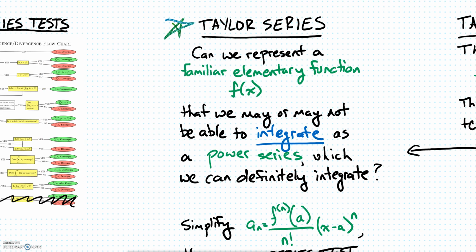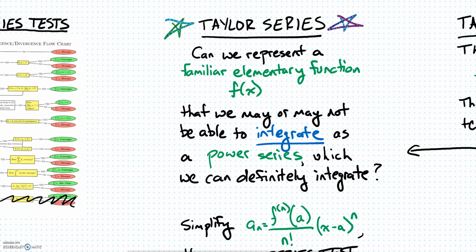Now, Taylor series, this is probably the most important topic in this chapter entirely. When we're talking about series and sequences, we really are trying to lead to Taylor series. And Taylor series are invented for us strictly for this one idea. Can we represent a familiar elementary function f of x, something like arctangent or e to the x or sine of x, that we may or may not be able to integrate, as a power series, which we can definitely integrate? Now that's the big key here, in my opinion.